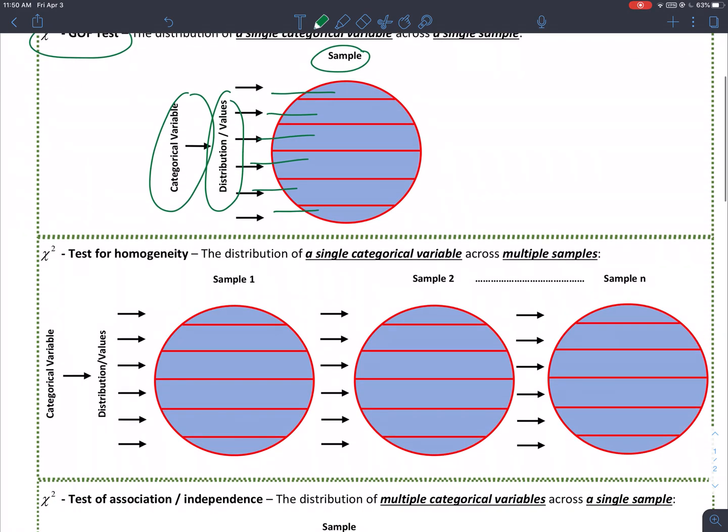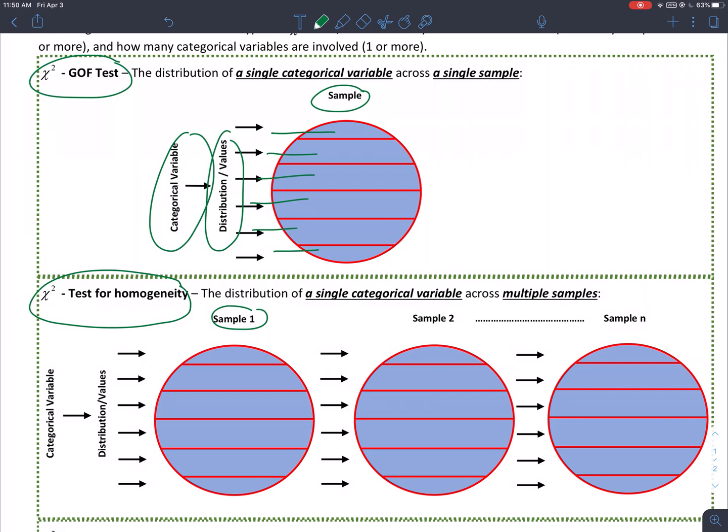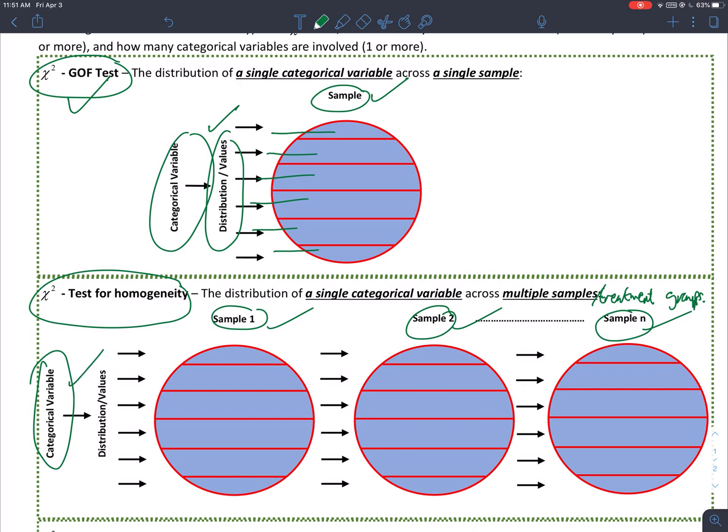And then the second test we did was a chi-square test for homogeneity. That's very different. That's many samples, and I added on here or treatments, many samples or treatment groups, basically, was what we said. And we're trying to see if a single categorical variable is distributed uniformly or the same across those treatment groups or different samples. So, chi-square goodness of fit test, one sample, one categorical variable. A chi-square test for homogeneity, many samples, at least two, and a single categorical variable.